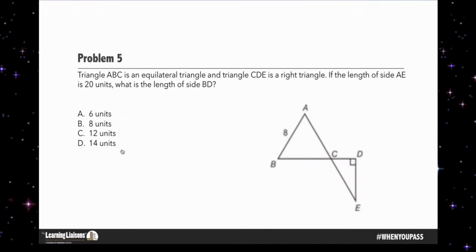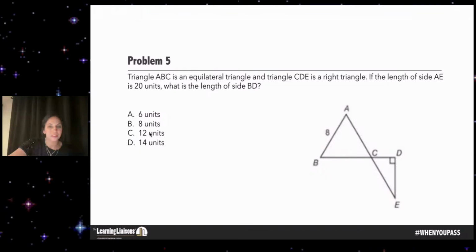Triangle ABC is an equilateral triangle, and triangle CDE is a right triangle. If the length of side AE is 20 units, what is the length of side BD? So this is a fun one, y'all. This is a fun one.